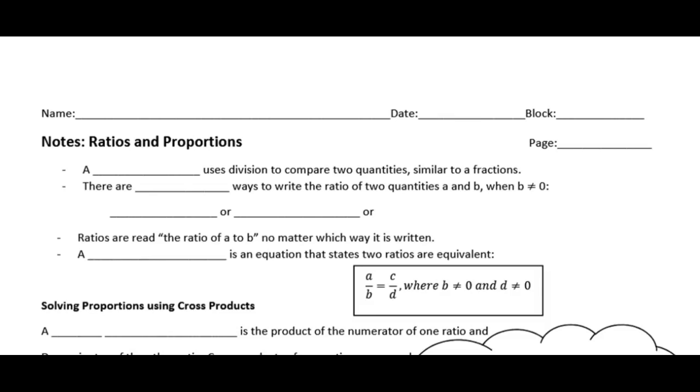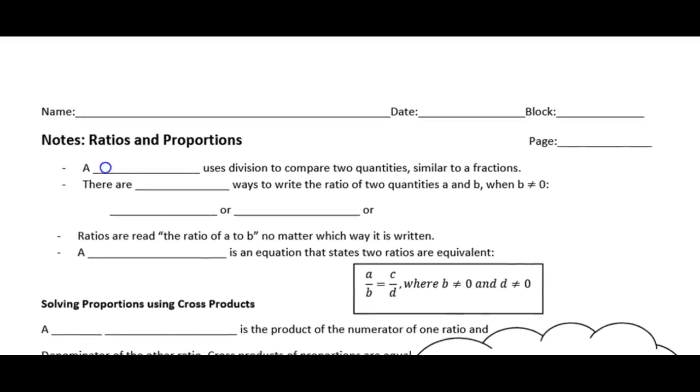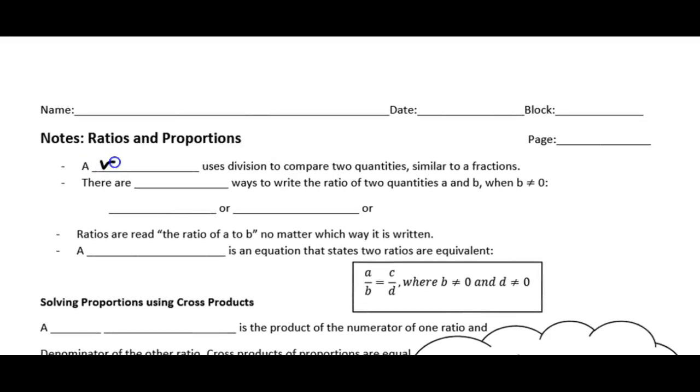On ratios and proportions. We'll be looking at solving proportions with variables, and that a proportion is two ratios that are set equivalent to each other. So a ratio, very similar to a fraction, looks like a fraction, but it uses division to compare two quantities. If you recall, back in middle school, you used that for some of your scale models when you were looking at converting something from smaller to larger or from larger to small.